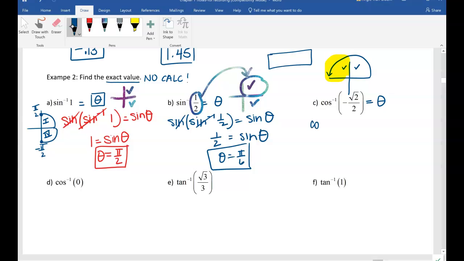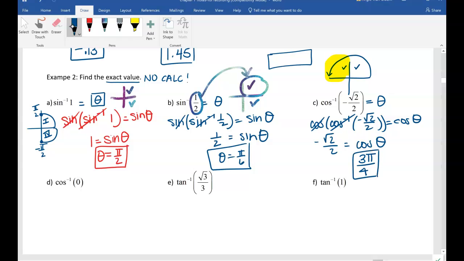Then compose both sides by cosine. Okay, so what's happening is cosine and cosine inverse are going to cancel each other out. This is allowing you to think, cosine of what in quad 2 is negative rad 2 over 2? So that's going to help you identify that this angle must be 3 pi over 4. No, you cannot give me 5 pi over 4, and no, you cannot give me 7 pi over 4, because cosine inverse can only be in quad 1 and 2.